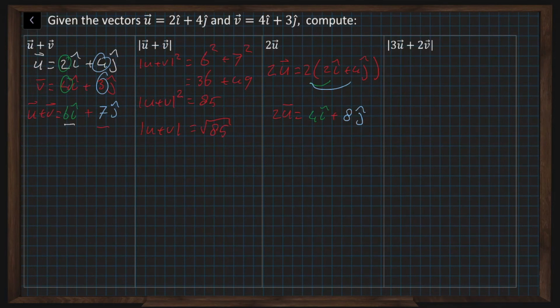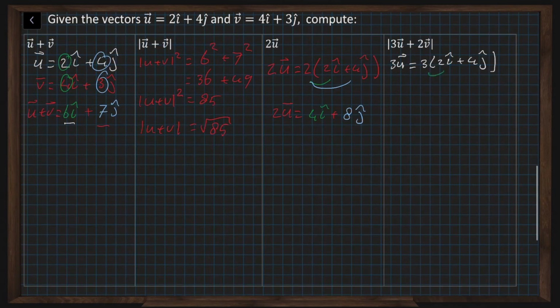Finally, we have this problem which is designed to consolidate these two concepts of adding and scaling vectors. And we start off here by just figuring out what 3u is equal to. So we have 3 times u, and that is equal to 3 brackets, and we have 2 times i hat plus 4 times j hat. Okay, and we just multiply that out, so we have 6 times i hat and 12 times j hat. Okay, so that is 3u.